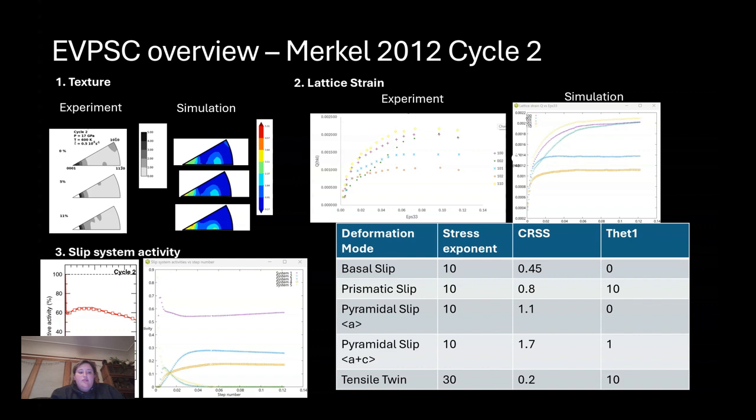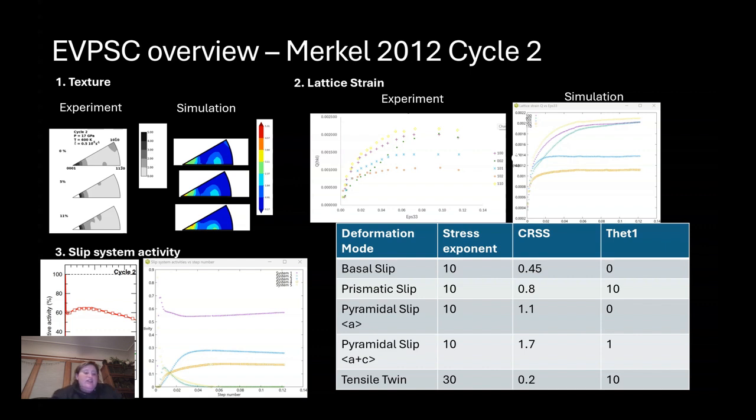And so what I'm going to do for each experiment is look at texture and try to simulate that. So I've got my example here on the top left. You can see I've matched the maxima and the scale pretty well. And we're going to look at lattice strain. So here we just want the order and magnitude and shape of these curves to match between the experiment and the simulation, and I got it pretty close here.